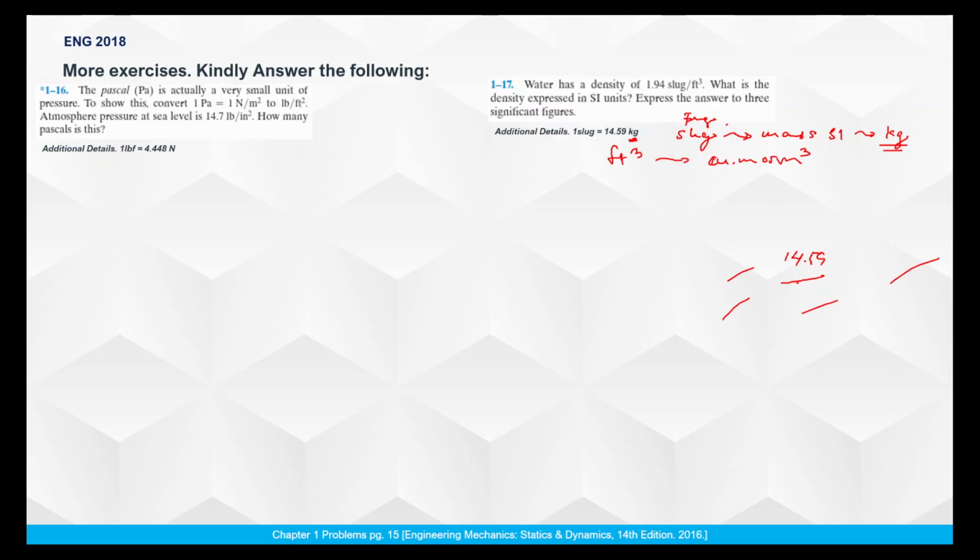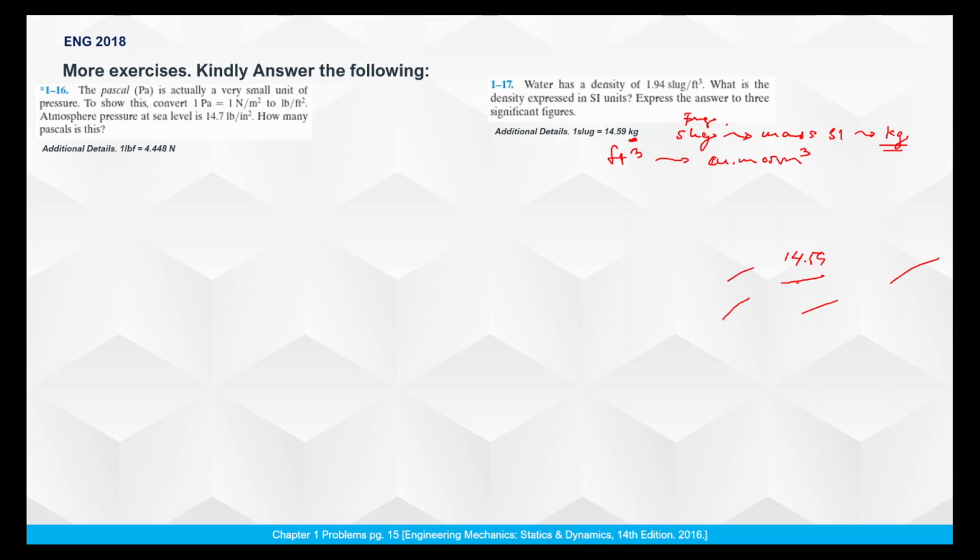Okay? Pero sometimes to make your life a lot easier, maglalagay ako ng mga additional units dito, additional details. Like, okay, hey, 1 pound force nga pala is 4.448 newtons. Hey, 1 slug nga pala is 14.59 kilograms, you know. Okay? Is that okay with you guys? Okay pa kayo, guys? Okay, good.